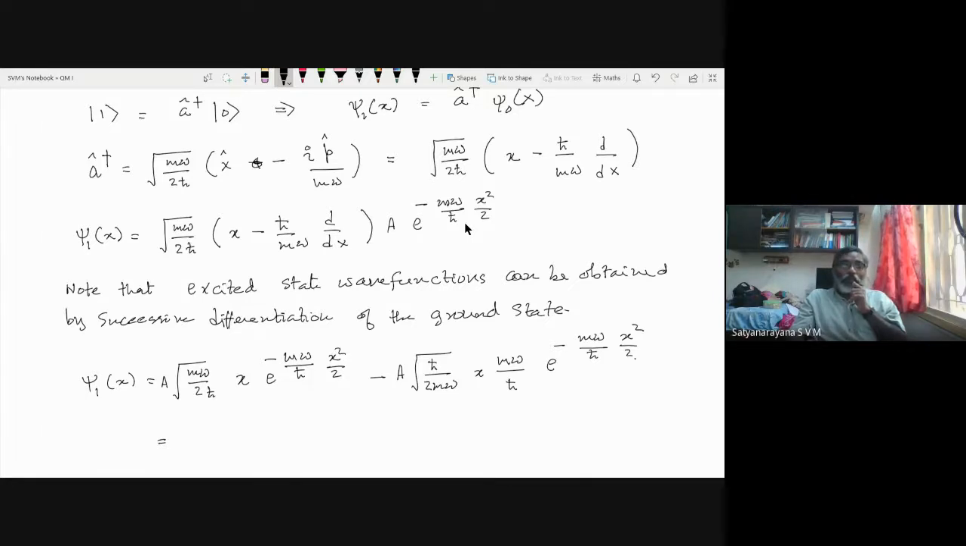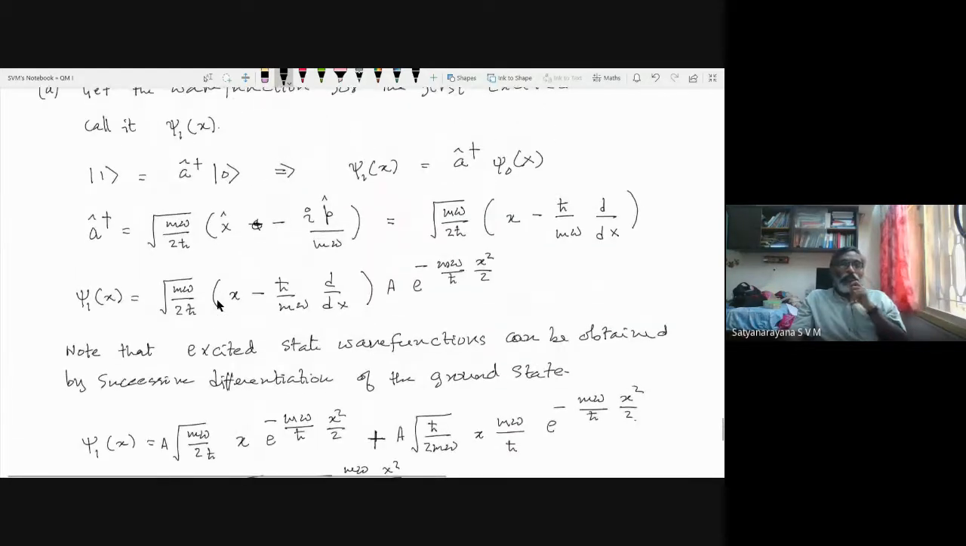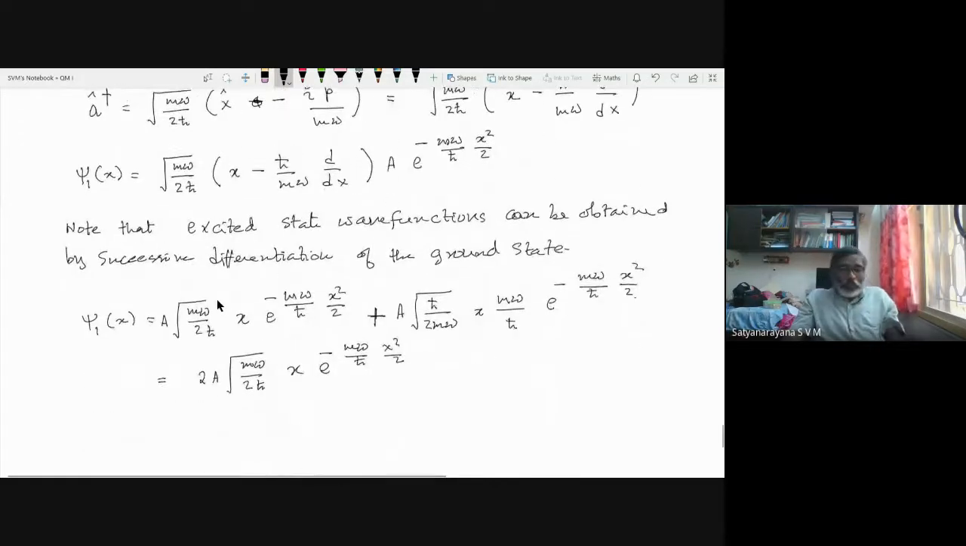Okay, so this is actually a plus sign here, right? There's a minus sign here, and a minus sign comes from here when you differentiate. So this is plus. So this gives you 2 times A into square root of m omega by 2 h bar into x into e to the minus m omega by h bar into x square by 2. Okay, so this is the first excited state. Of course, you can find out A by normalizing this one. Okay, so this is how you have to find out higher excited states.